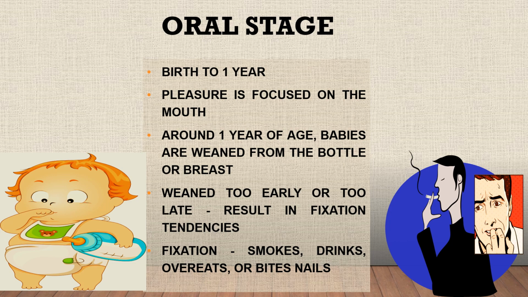According to Freud, an adult who smokes, drinks, overeats, or bites nails is fixated in the oral stage of psychosexual development. The person may have been weaned too early or too late, resulting in these fixation tendencies, all of which seek to ease anxiety.